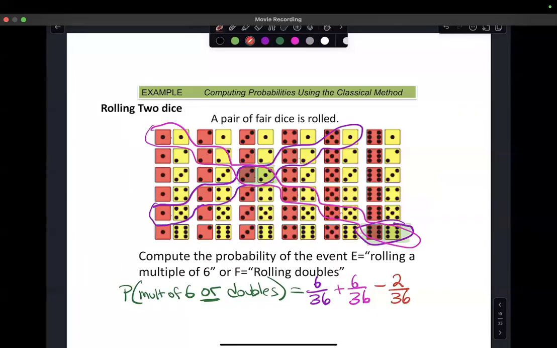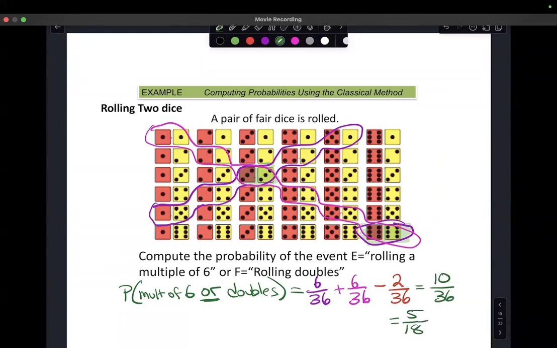So it makes the most sense not to simplify your fractions until after you've done your addition and subtraction, because currently we all have the same denominators and you're not always going to have the same denominators. So you can just add them across because it gets confusing and difficult if you simplify first. So 6 plus 6 is 12 minus 2. That gives me 10 out of 36, which is 5/18.